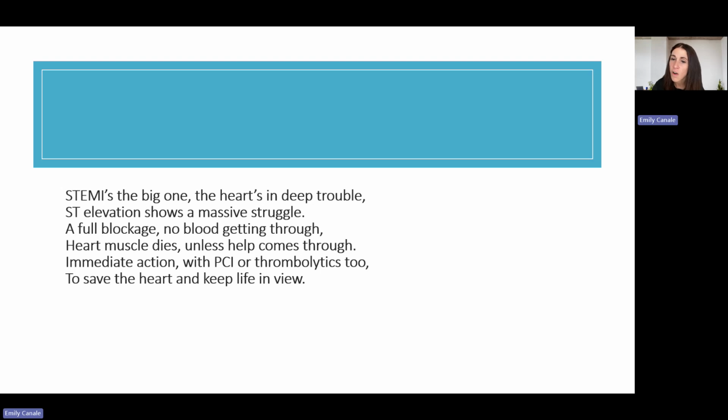STEMI's the big one. The heart's in deep trouble. ST elevation shows massive struggle. A full blockage, no blood getting through. Heart muscle dies unless help comes through. Immediate action with PCI or thrombolytics too, to save the heart and keep life in view.